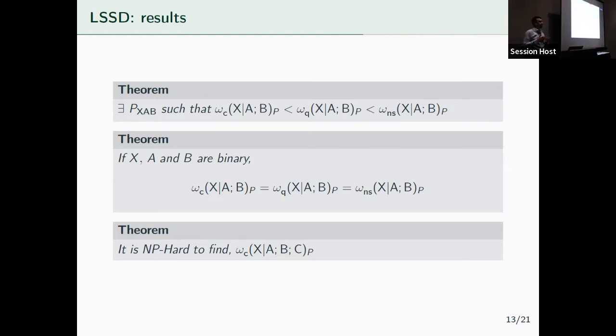And finally, you can extend this LSST problem to more than two parties. You can have, for example, three parties. And if you have three parties LSST, we prove that it's NP hard to find the optimal value.